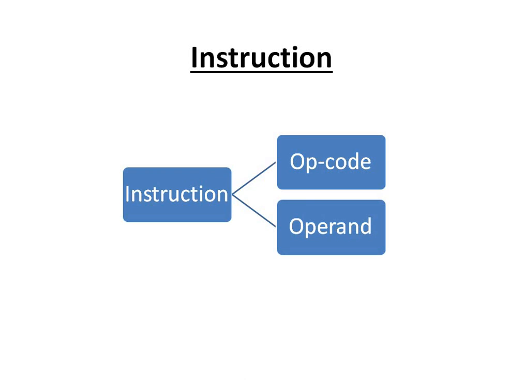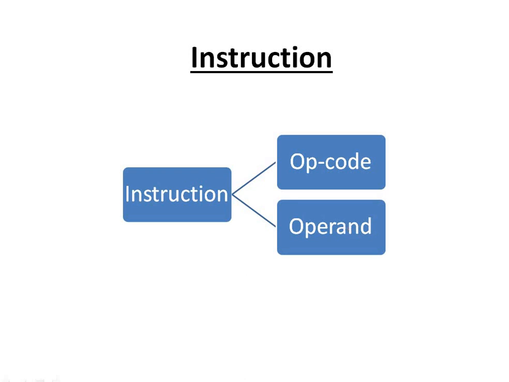Every instruction consists of two parts. The first part is called the opcode and the second part is called the operand. So what is opcode and what is operand? The opcode part of an instruction specifies the operation to be performed, and the operand part provides or specifies the data. The operand can be specified in a number of ways.